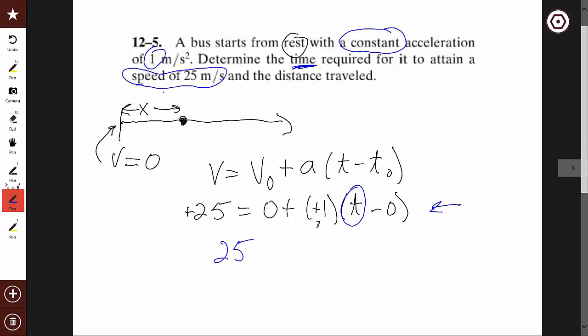So you have 25 equals 1 times t, which is t. So how long does it take? It takes 25 seconds. So that's that problem.